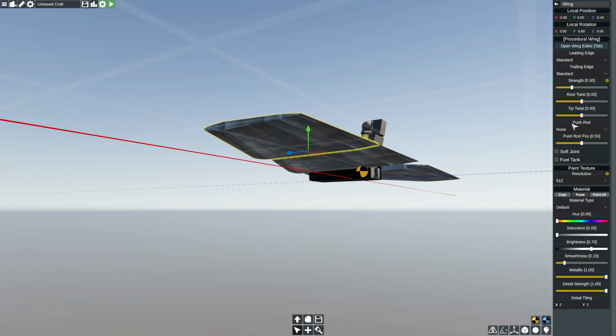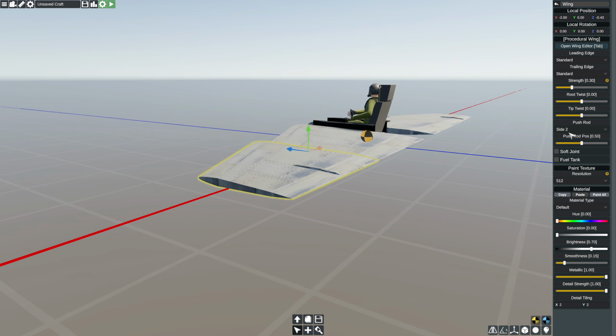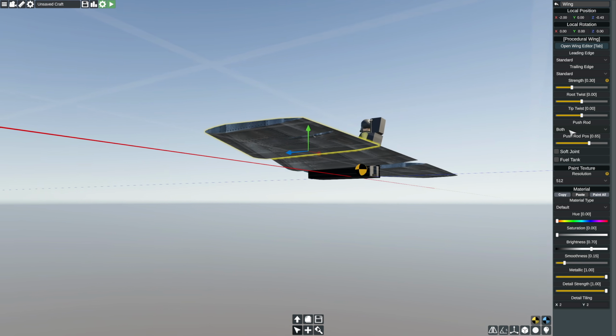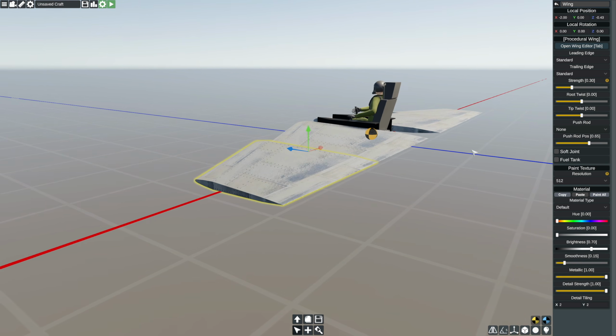Moving on, we have the pushrod settings. The pushrod is purely cosmetic and can be used to add some extra detail to your plane. The drop-down allows you to select what side of the wing the pushrod appears on, and can be set to none if you do not want one. The spanwise location of the pushrod on the wing section can also be adjusted with the slider.